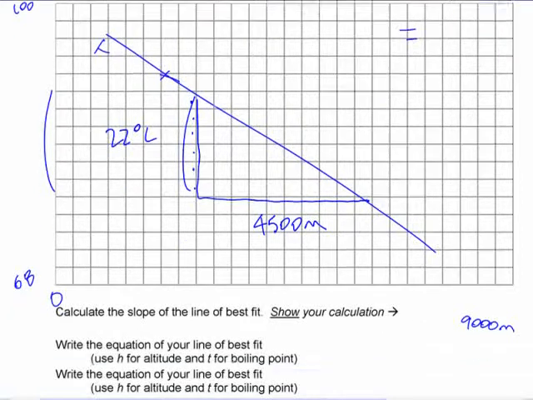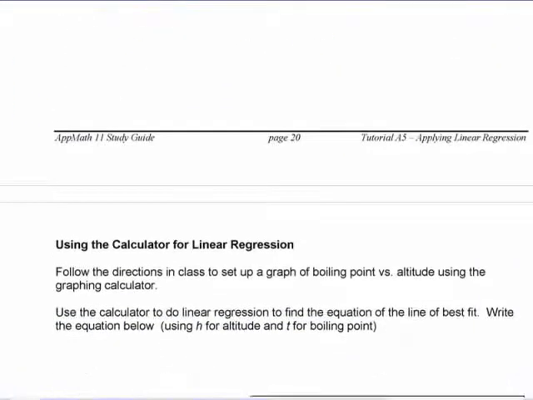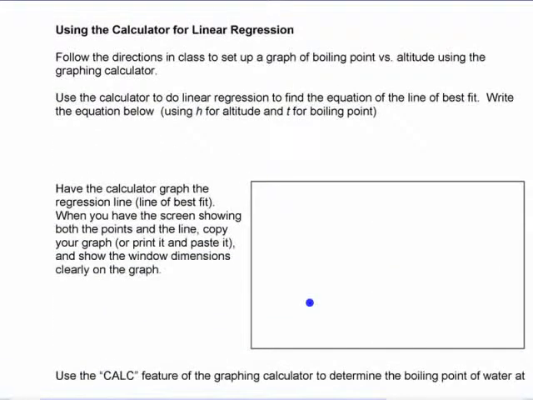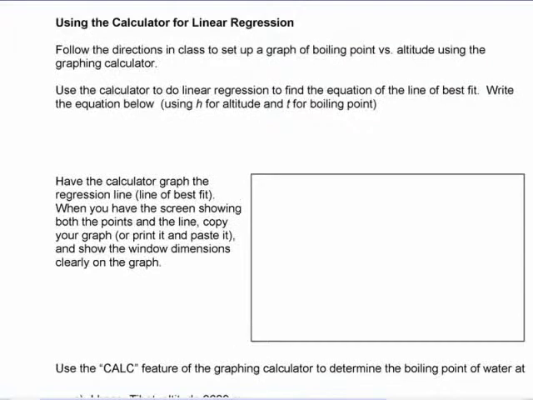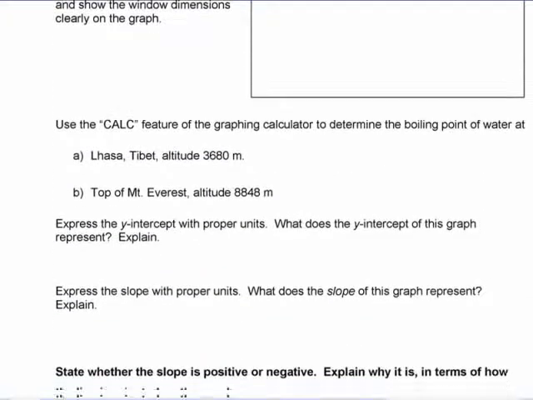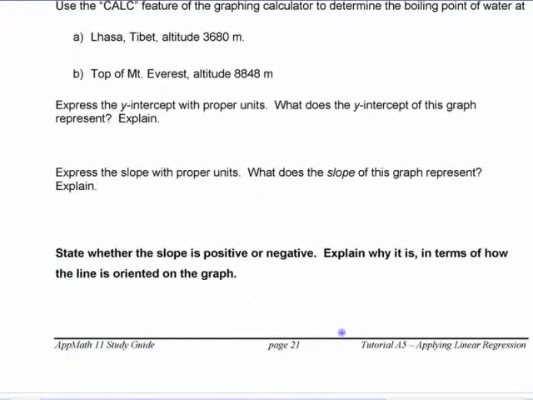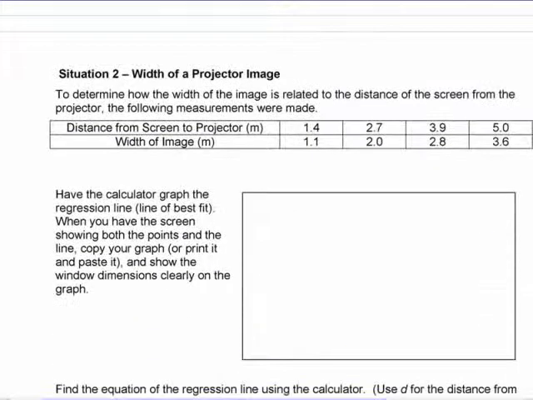The other 2 situations, one has to do with, this page is doing the same thing again, the Mount Everest stuff with the calculator. And then you're going to compare what you get here to what you got by hand. So you're doing that twice. And then there are 2 other situations here.